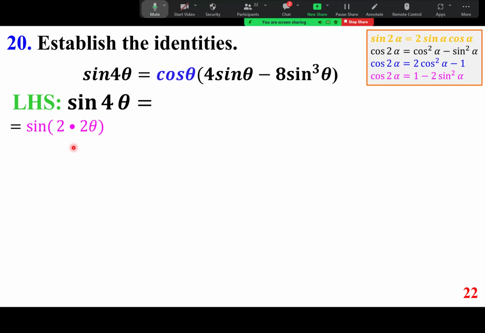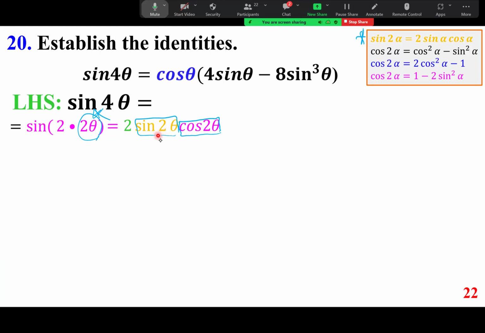So imagine this is x. Sine of 2x. Or sine of alpha, maybe it's easier because you have the formula. So 2 sine alpha, cosine alpha. So this is 2 sine 2 theta, cosine 2 theta. That's the idea. So we use that. Each one will be changed.